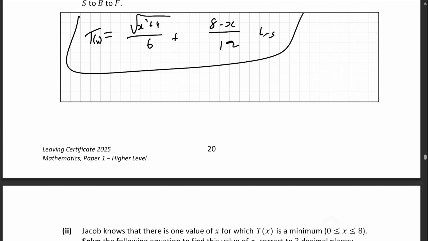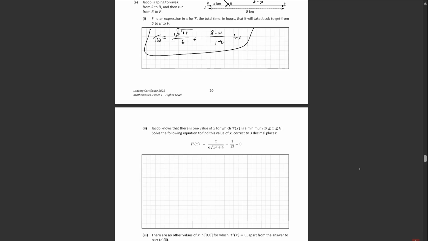So let me just rewrite the equation. So x squared. Oh my days, I hate Adobe Acrobat so much.